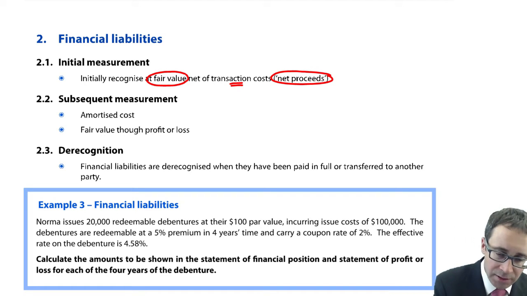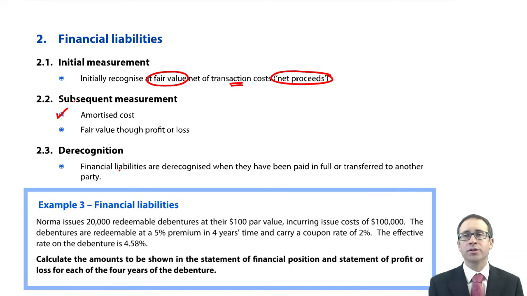In terms of subsequent measurement, we're only really interested in amortized cost. That is the reverse entry, if you like, of what we saw with our financial assets. Financial assets at amortized cost had interest income; we will now have interest expense. When you looked at your financial assets, you had cash receipts; we are now going to have cash payments under the financial liability. That's the focus of the example at the bottom of the screen in a moment.